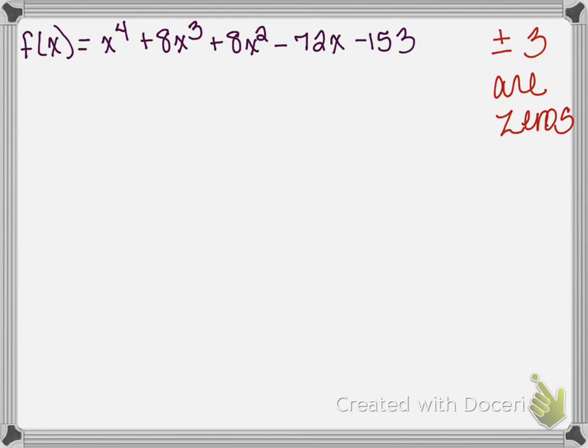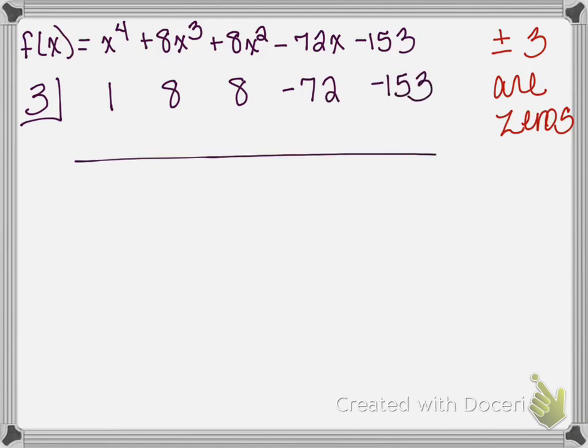Okay? So I am telling you that plus and minus 3 are zeros. When you get a number this large, I'm going to tell you what one of the zeros is. I think I said factors, but plus and minus 3 are 2 of the zeros. So I'm going to start with positive 3, and I'm going to look at each coefficient.